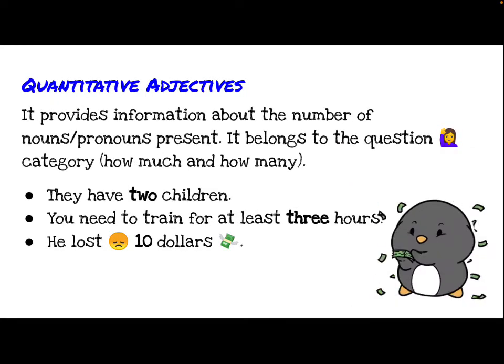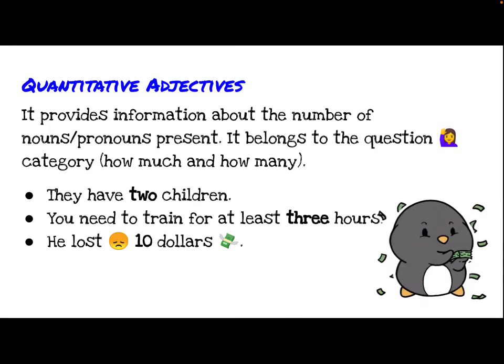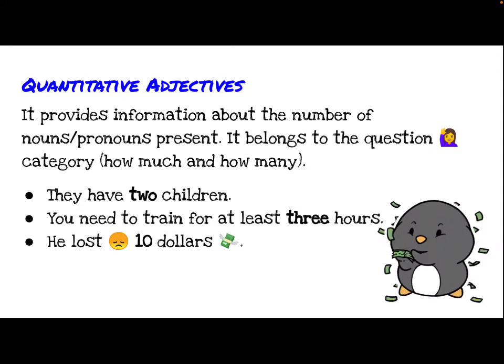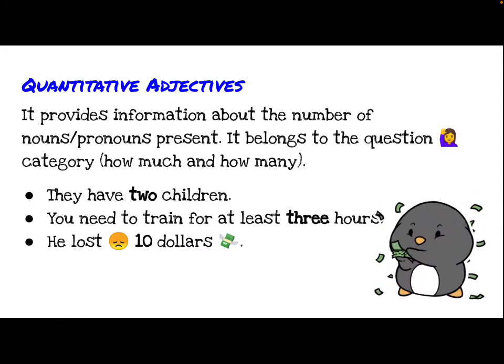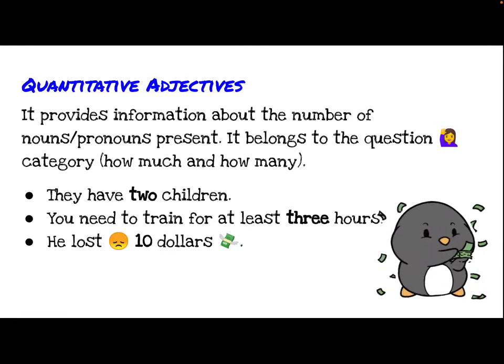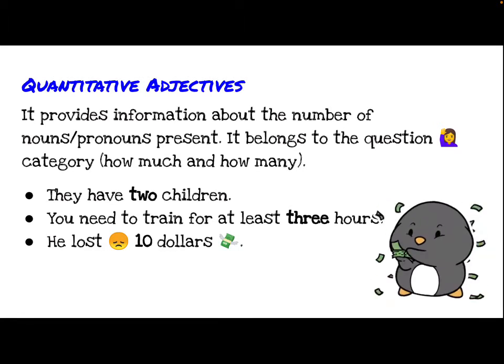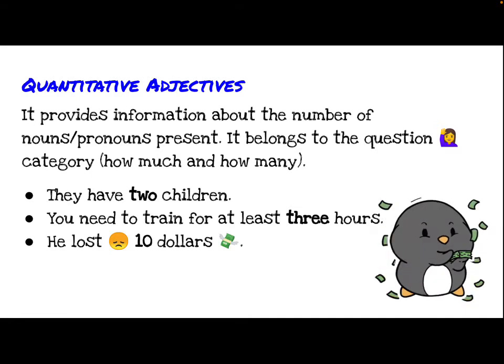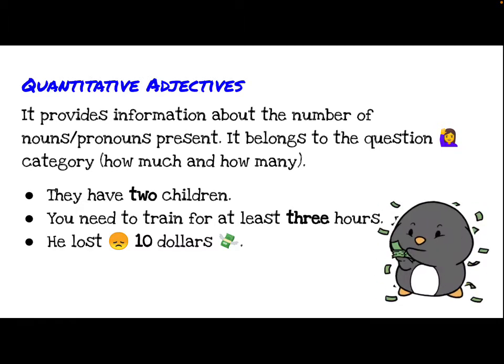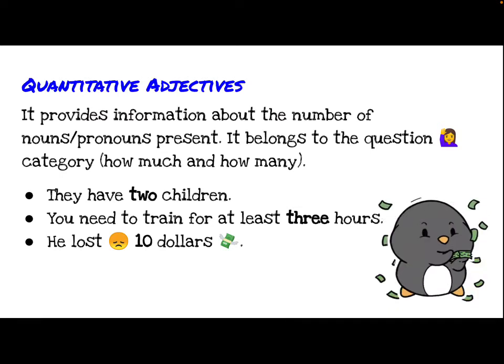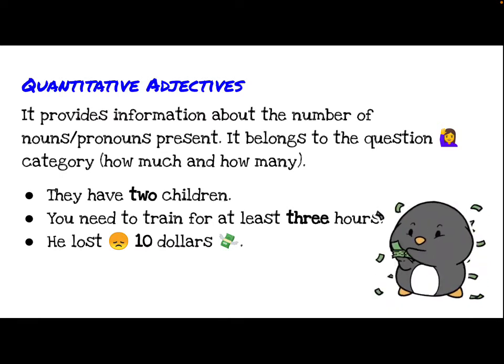The second form of adjectives is quantitative adjectives. It provides information about the number of nouns or pronouns present. It belongs to the question category, how much and how many. For example, they have 2 children. Here you can see that they have the number 2 of children. It describes how many children they have.